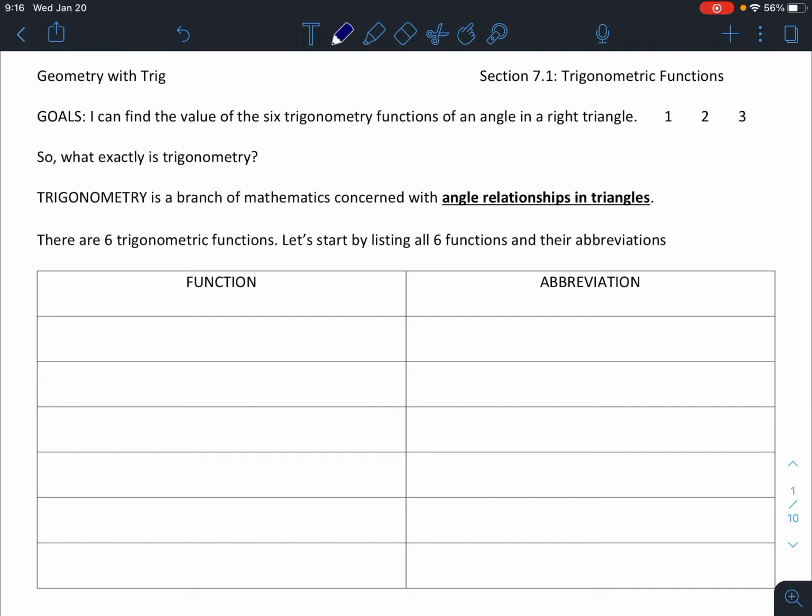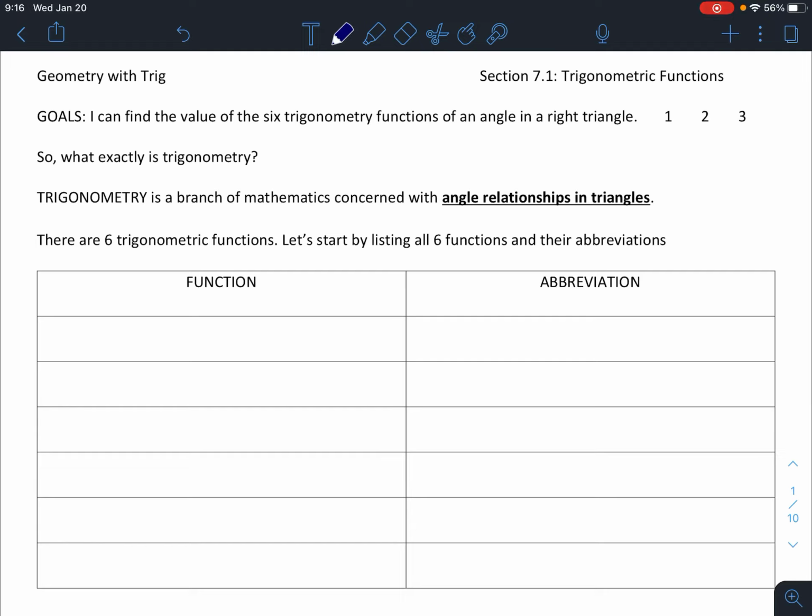Okay, so first of all, what exactly is trigonometry? It is a branch of math, just like algebra or geometry is, but it is concerned with angle relationships in triangles. There are 6 trig functions. Let's start by listing all 6 functions and their abbreviations.